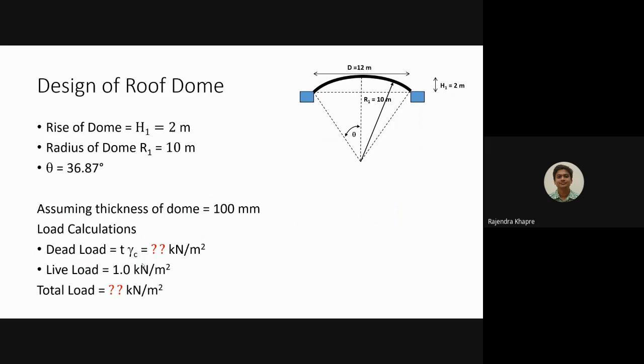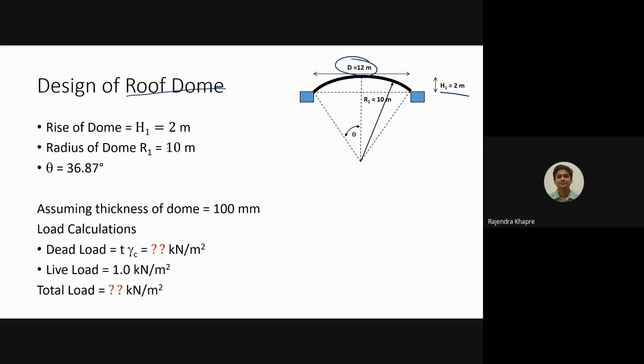So let us quickly start with the final designs now. Let us start with the roof dome. As far as the roof dome is concerned, we have already designed it when we studied the pump house, isn't it? In the pump house we designed the dome, so the same procedure is applicable over here. Now for this roof dome, we have h1, this is the rise of the roof dome, and this is the diameter, that is d, which is nothing but your 12 meters.